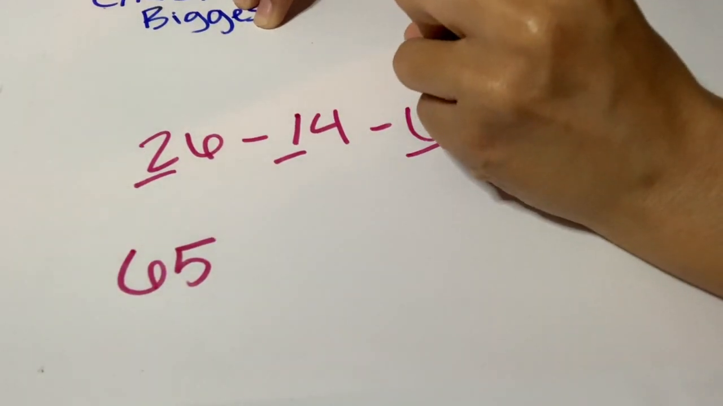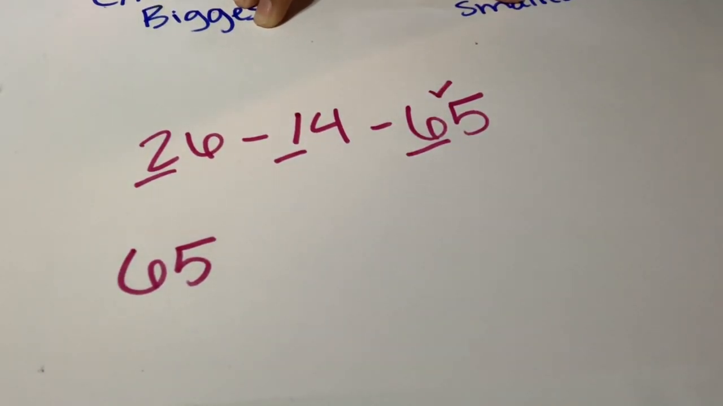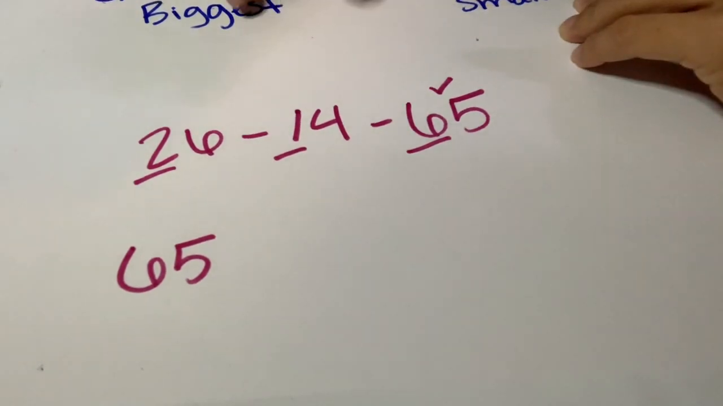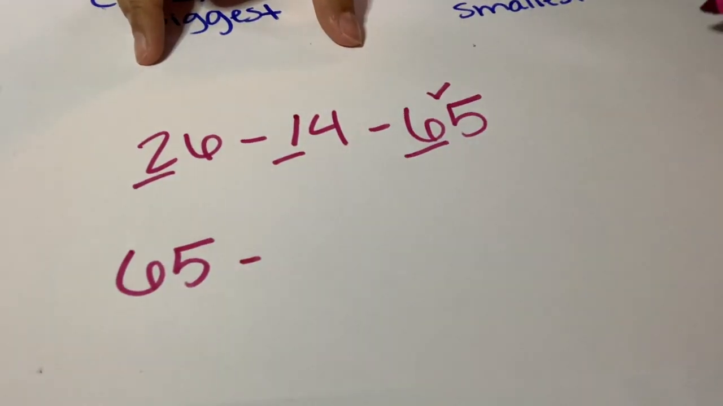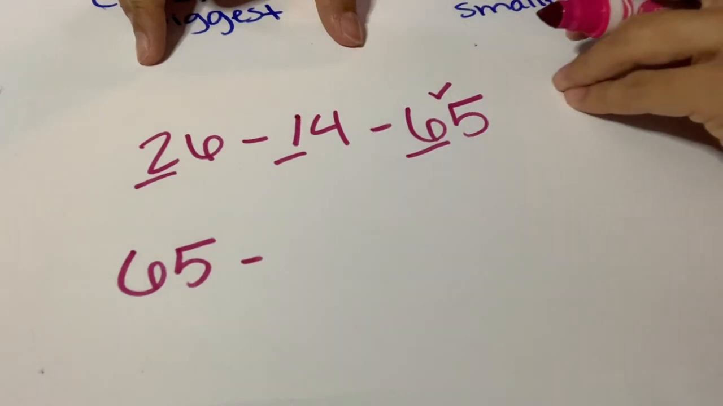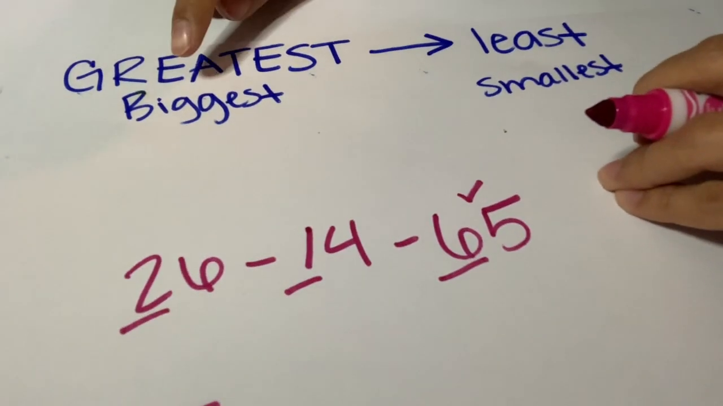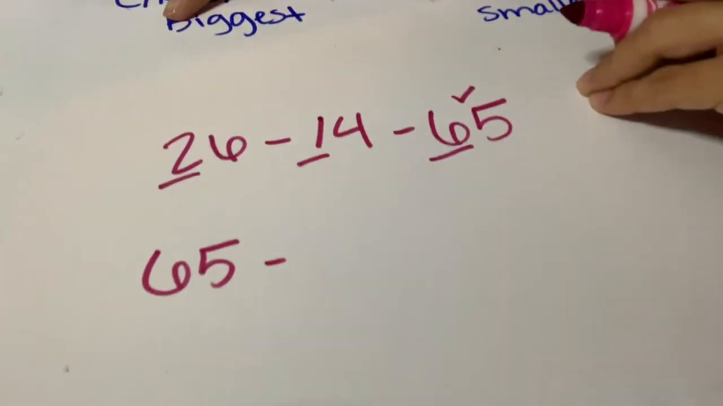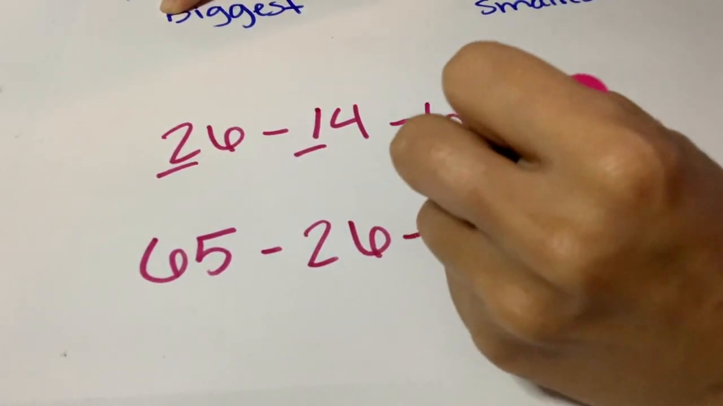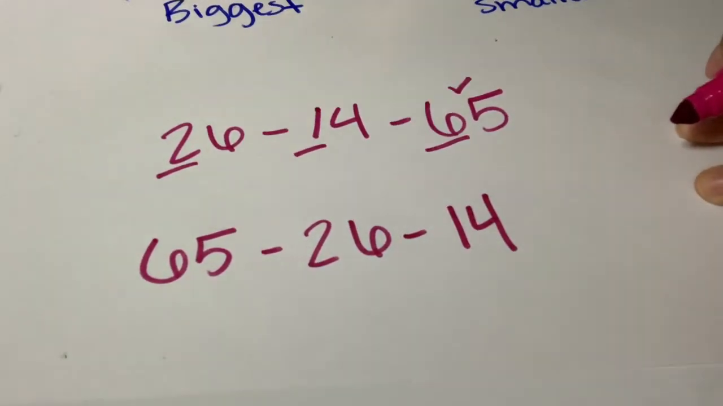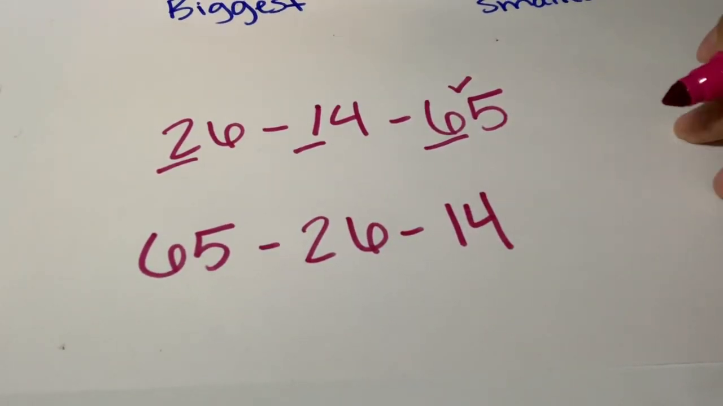So then I'm going to put a check mark because I already wrote that one. After that, I'm going to look at the other two numbers that I have left. Which one of these two has the biggest tens place? Right, 26 has the biggest tens place because 2 is bigger than 1. And remember that we are putting the numbers in order from greatest to least. So the next number that I'm going to write is 26, leaving 14 being the smallest number because it has the smallest tens place. Okay?